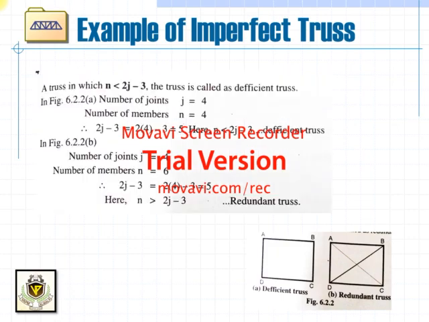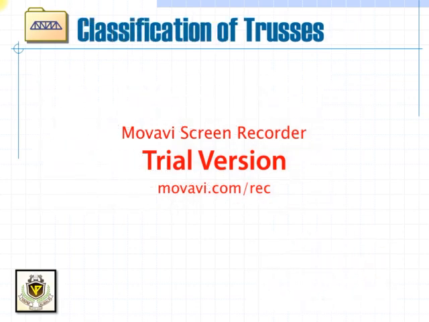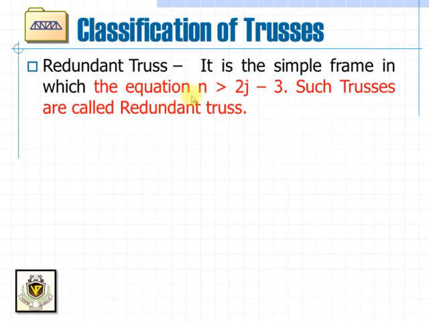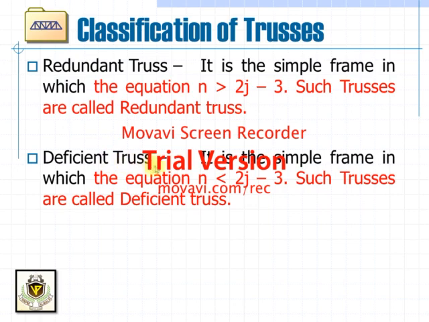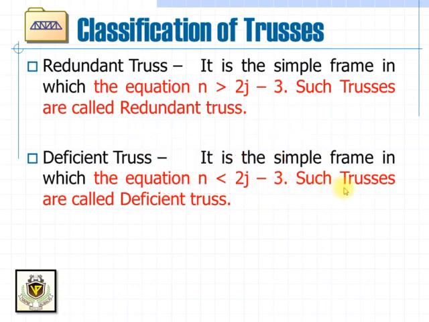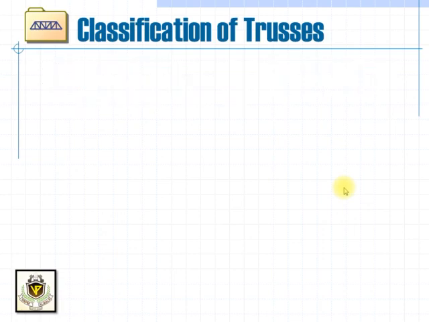This is an example of a deficient truss and a redundant truss. Redundant truss: it is the simple frame in which n is greater than 2j minus 3. Such trusses are called redundant trusses. Deficient truss: it is the simple frame in which n is less than 2j minus 3. Such trusses are called deficient trusses.